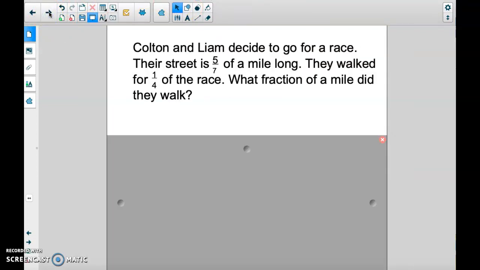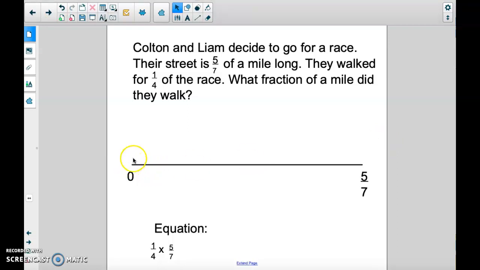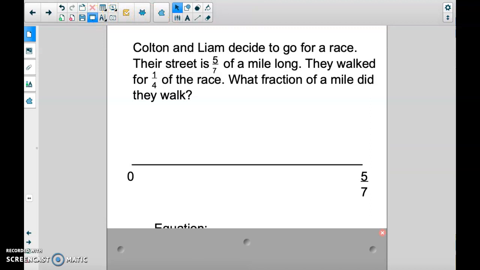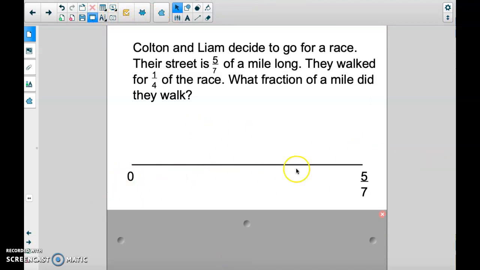Colton and Liam decide to go for a race. Their street is 5/7 of a mile long, but they walked 1/4 of the race. So what fraction of a mile did they walk? So instead of using my box, I'm going to make a line, because it's kind of like their street. It's 5/7 of a mile long. I'm going to break it into fourths because I know that 1/4 of the race they walked.